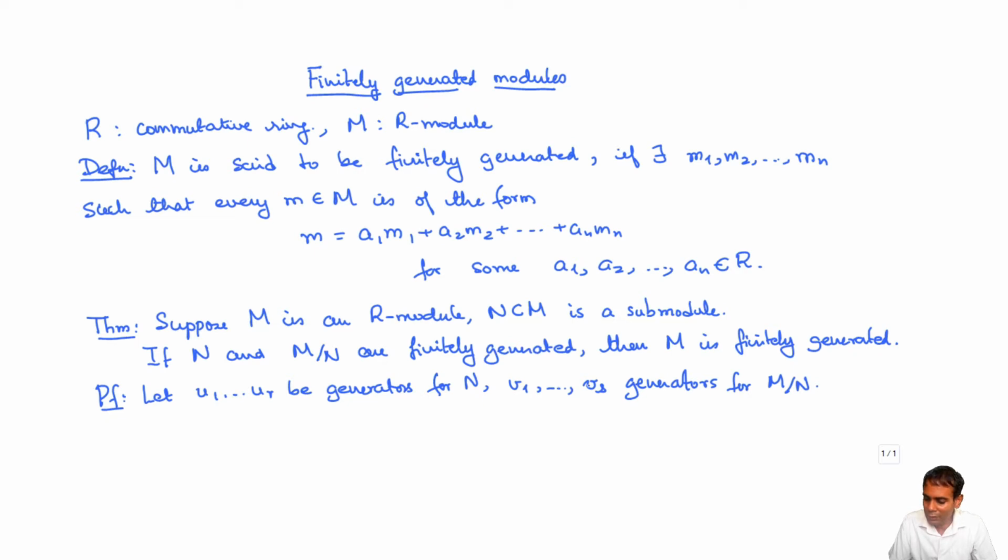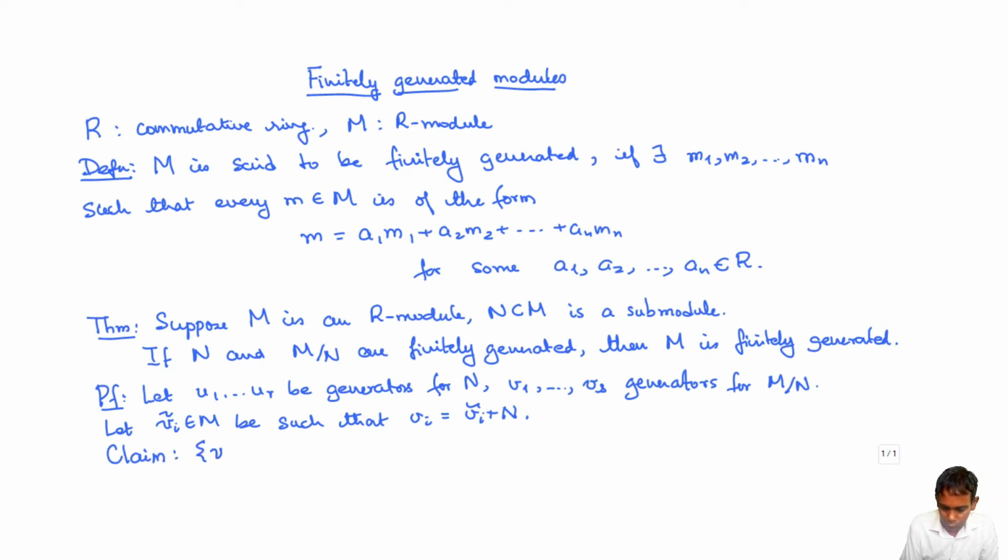Now the problem is that these v1, v2, ..., vs are in the quotient space M mod N, they're not in M. So what we'll do is we'll just lift them up to M. So let vi tilde in M be such that vi is vi tilde plus N. So vi is the image of vi tilde in M mod N. Then I claim that this set, u1 up to ur, and then v1 tilde up to vs tilde, generates M.